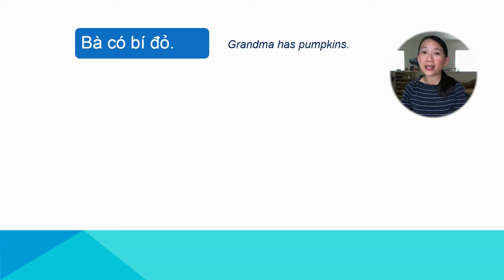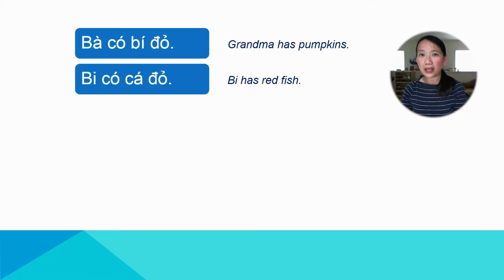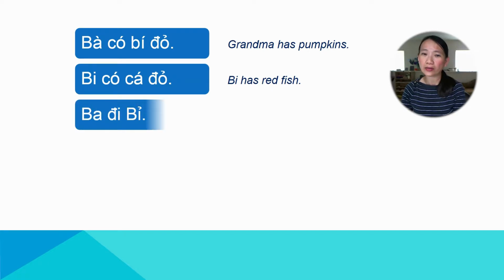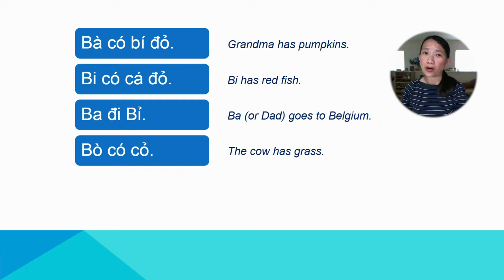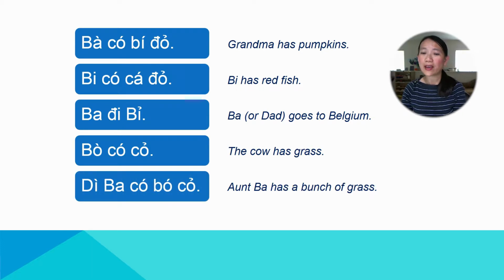Bà có bí đỏ, bi có cá đỏ. Ba đi bỉ, bò có cỏ. Dì ba có bó cỏ.